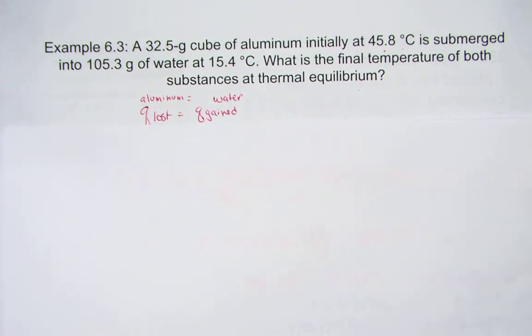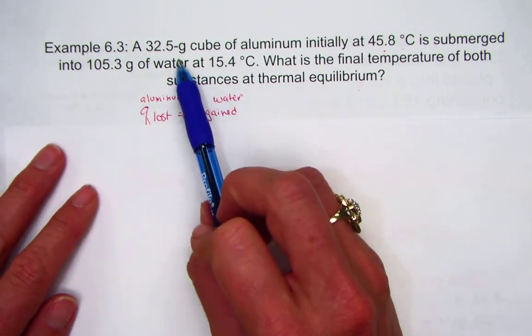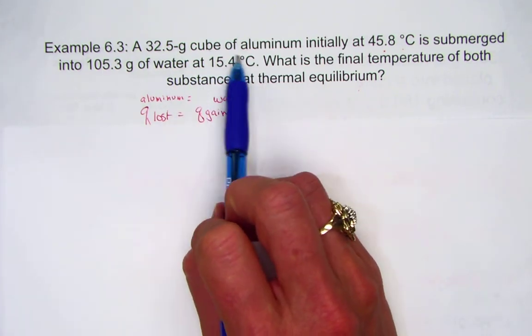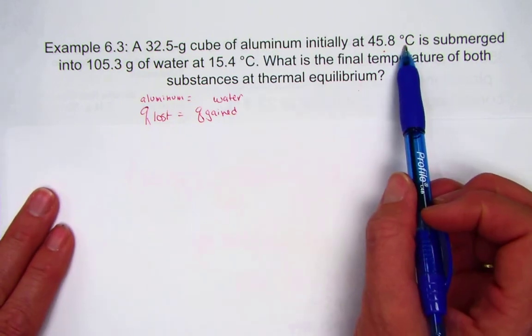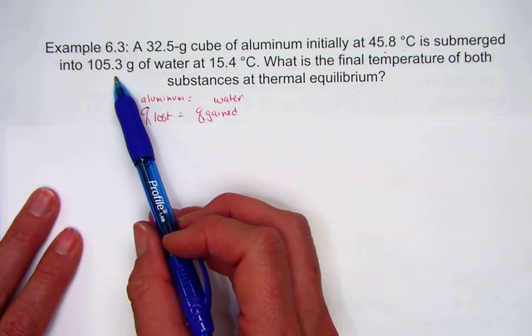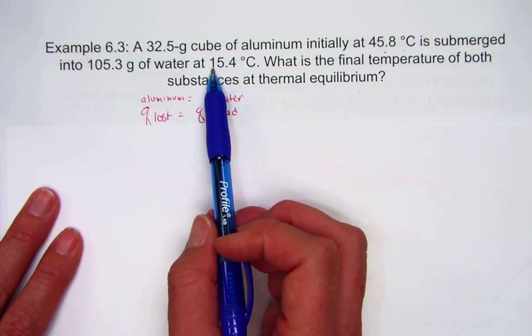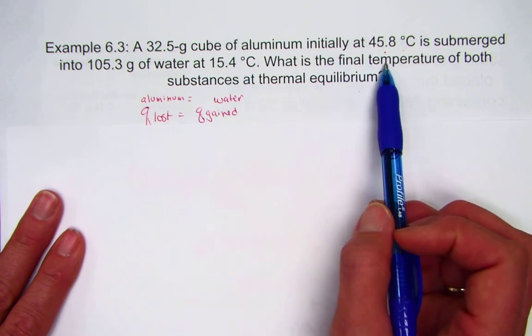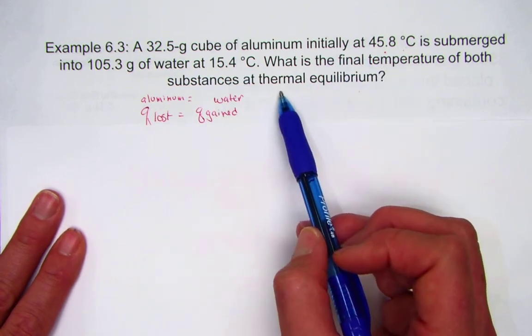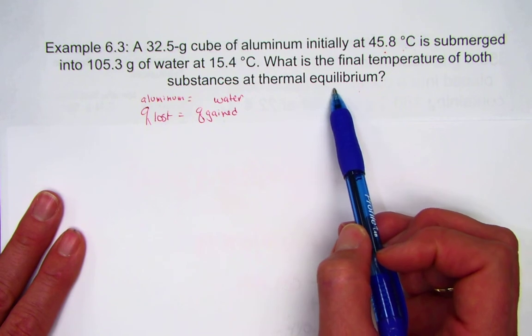Let's take a look at an example problem where we're given a 32.5 gram cube of aluminum, initially at a temperature of 45.8 degrees Celsius, and I'm placing that into 105.3 grams of water at 15.4 degrees Celsius. What would the final temperature of both substances at thermal equilibrium become?